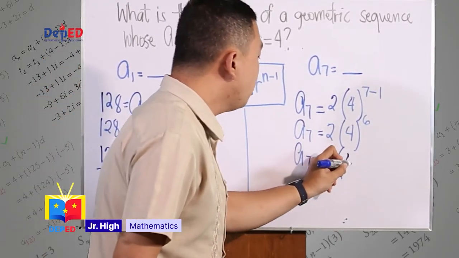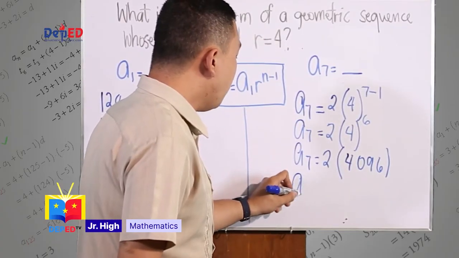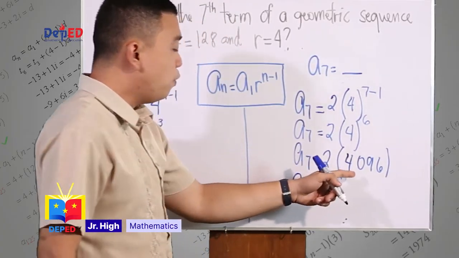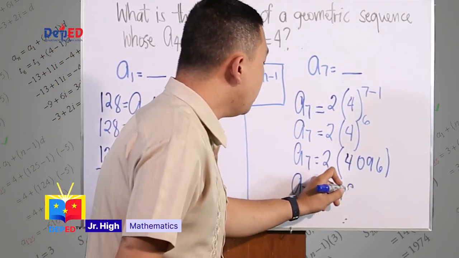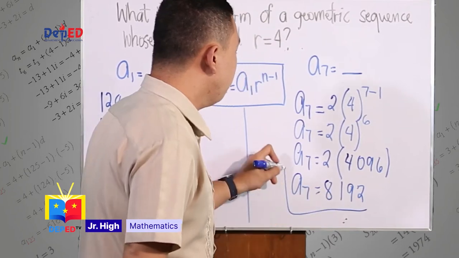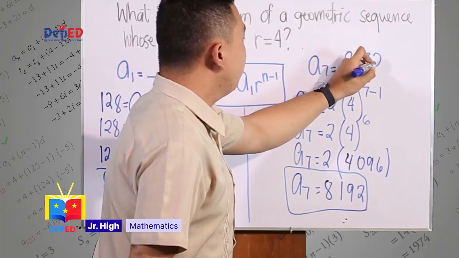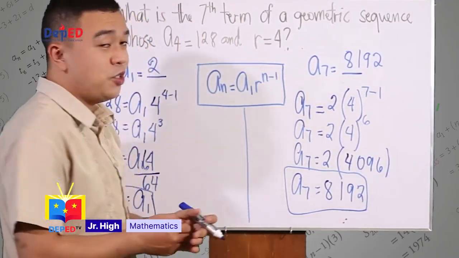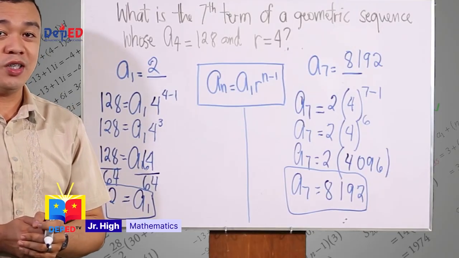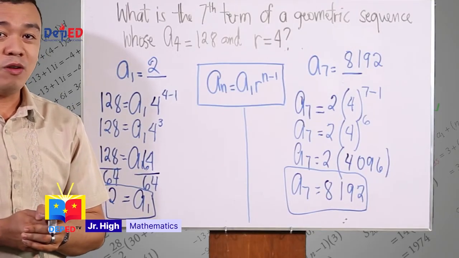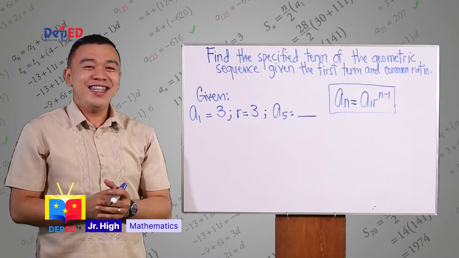4096. And finally, multiplying 2 to 4096 will give us 8192. Thus, the first term and the seventh term of the sequence is 2 and 8192 respectively. Great job indeed!